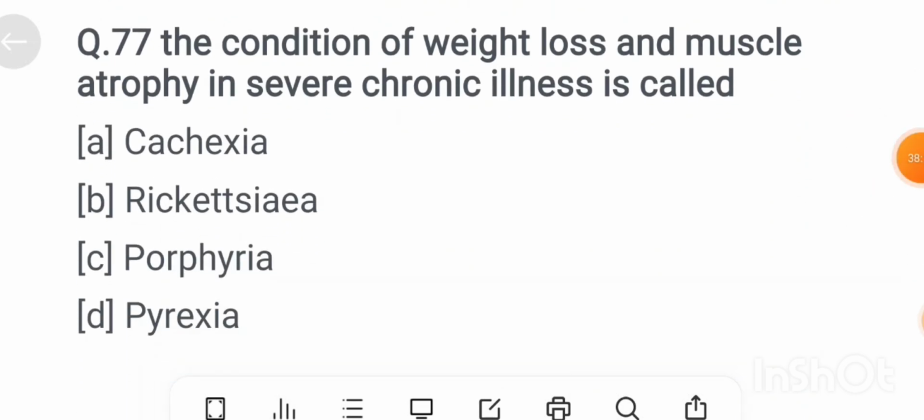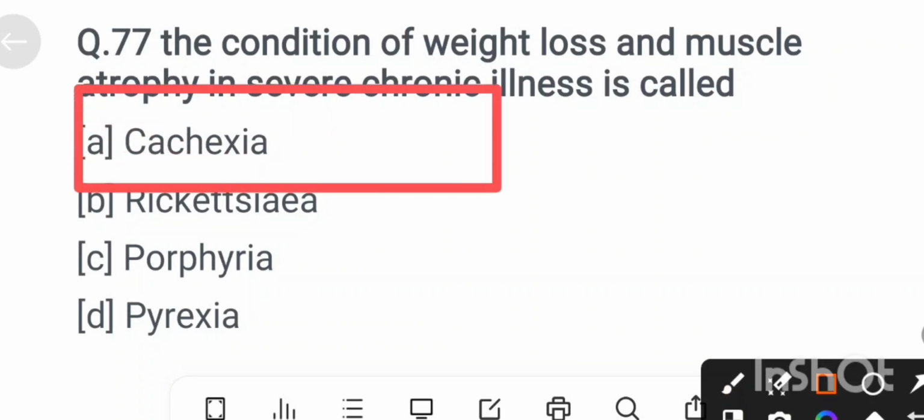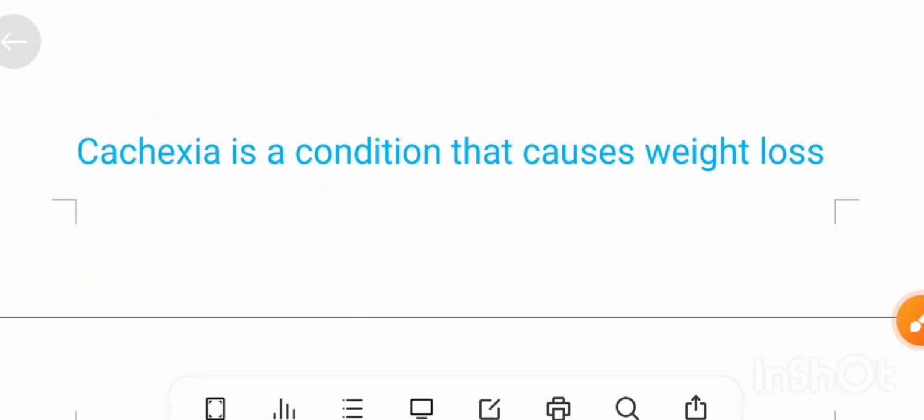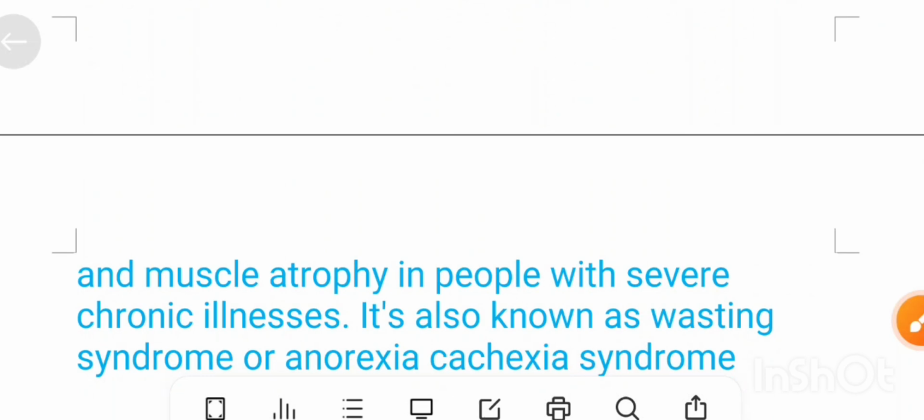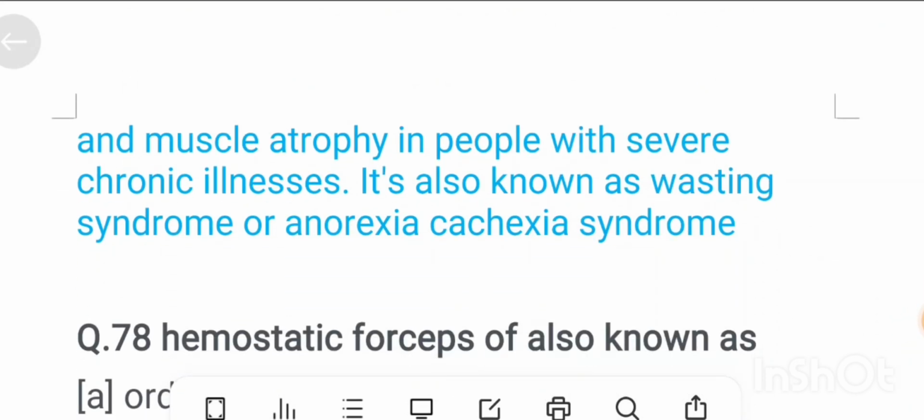The condition of weight loss and muscle atrophy in severe chronic illness is called: option A, cachexia; option B, rickettsia; option C, porphyria; option D, pyrexia. Correct answer is option A, cachexia. Cachexia is a condition that causes weight loss and muscle atrophy in people with severe chronic illness. It is known as the wasting syndrome or anorexia cachexia syndrome.